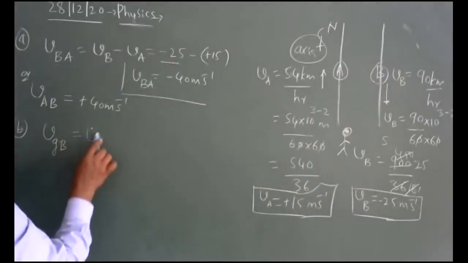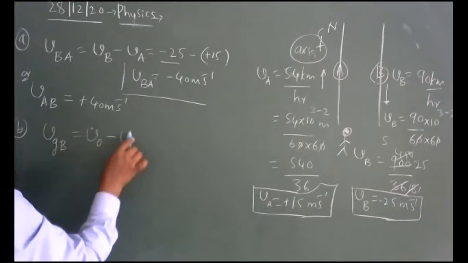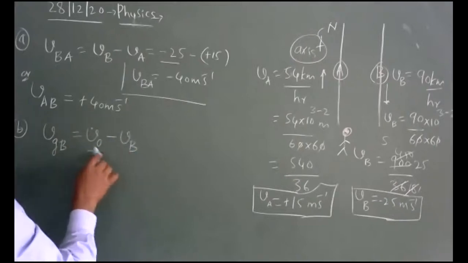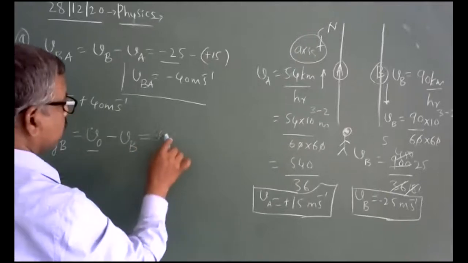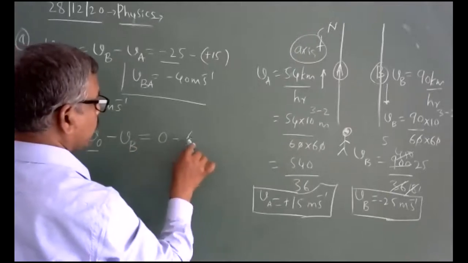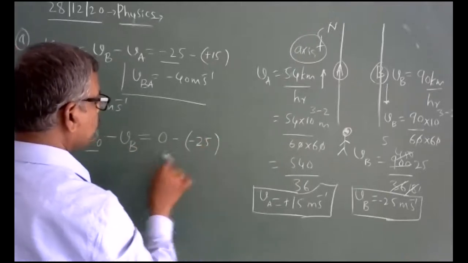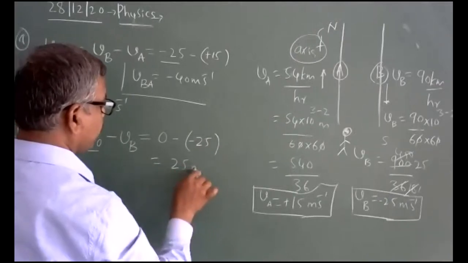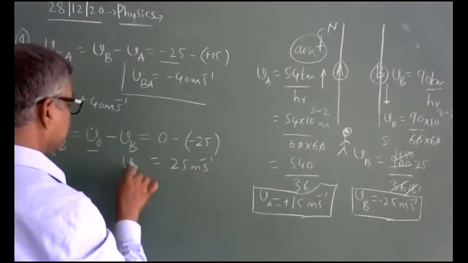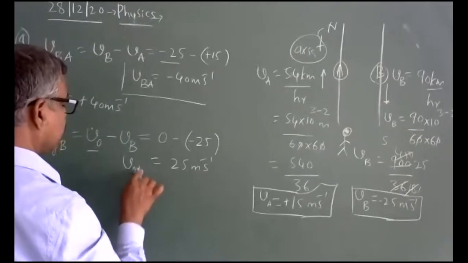So I can take ground means 0 minus B. Velocity of ground is rest, 0 minus 25. So it becomes 25 meter per second. This is V ground with respect to B, you can say VB.